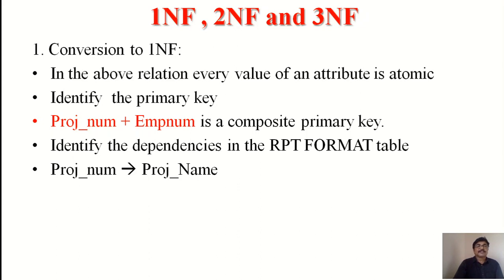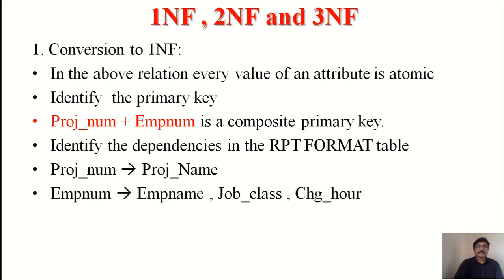So the project number determines project name, and the employee number determines employee name, job class, and charges per hour, and the project number plus employee number determines hours. So these are the dependencies to find out. After completion of first normal form, the table itself is the same, but we identify the primary key, and check whether there are any atomic values that can be separated. Here there are no divisible values, all are atomic values.